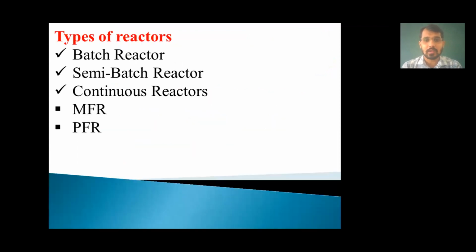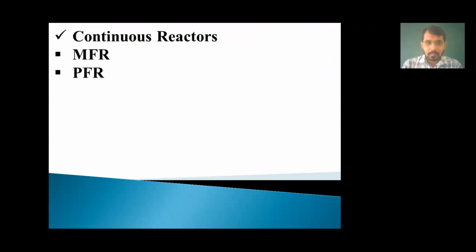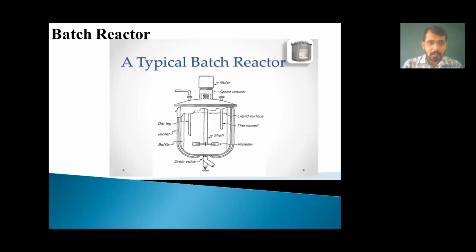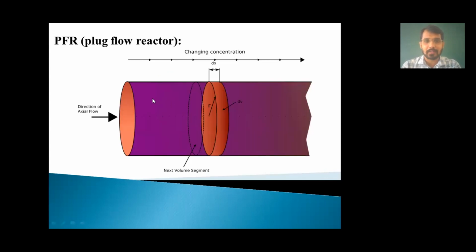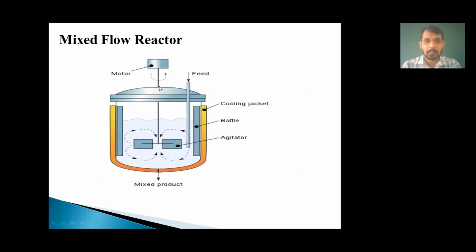So in this lecture, I will explain to you about types of reactors. These are the types of reactors: batch reactor, semi-batch reactor, and continuous reactors, MFR and PFR. Now we will see one by one. First, I will show you some reactors. This is the figure for the batch reactor. This is the figure for the plug flow reactor, and this is the figure for the mixed flow reactor. Now I will explain you one by one.